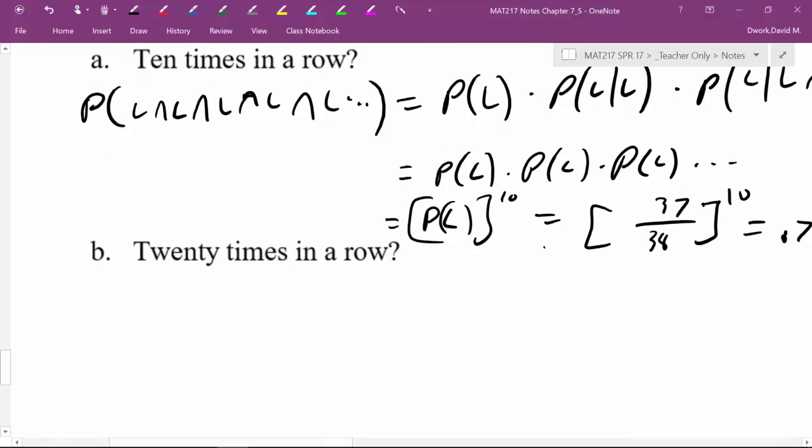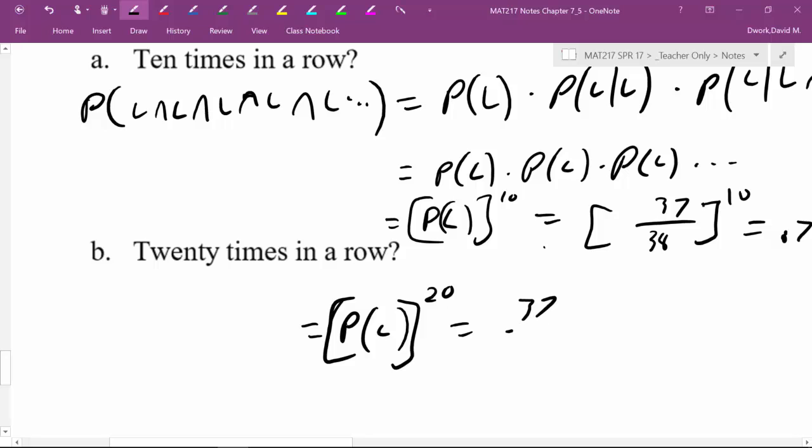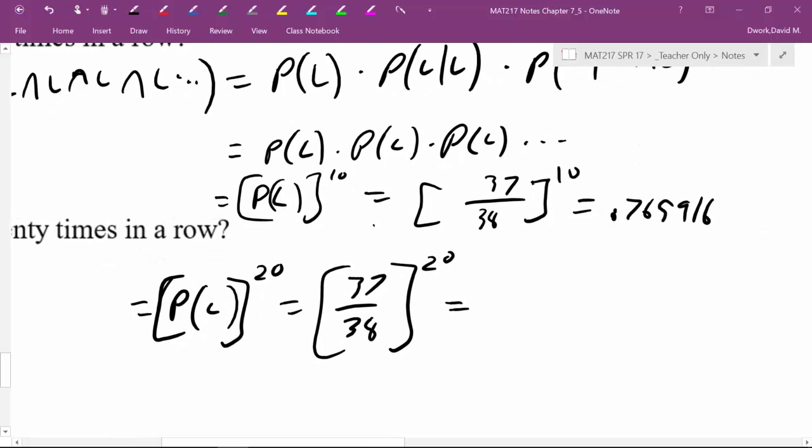Okay. What about 20 times in a row? What about 30 times in a row? Well, I'm hoping I don't need to do this again. So you've probably already figured out this would be the probability of you losing 20 times, right? So therefore, this would be 37 over 38 raised to the 20th. So what is the likelihood that if you come in and play 20 times, you're going to lose all 20 times? Should that probability be higher than 76% or lower than 76%?